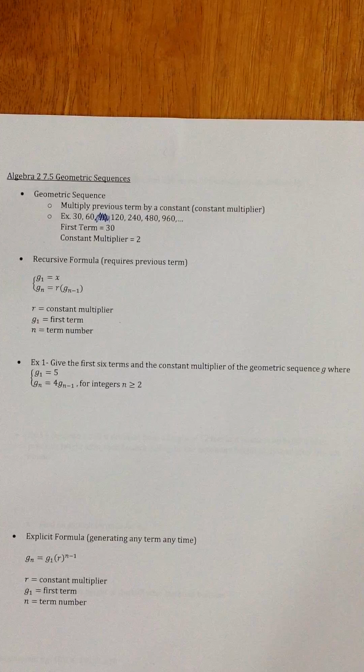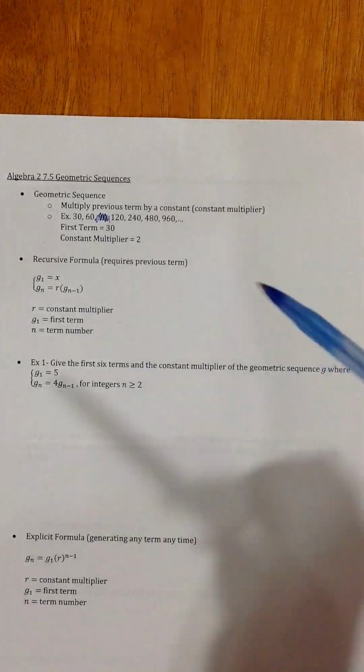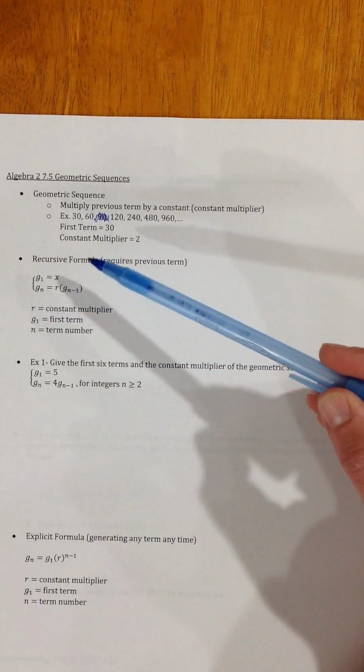One way to write geometric sequences is using the recursive formula. To use the recursive formula, you need to have the previous term. We're also going to do the explicit formula in a little bit, and that one's a little different. You don't have to have the previous term for explicit, but for recursive you do need the term that comes before the one you're looking for. The setup uses a big curly bracket.